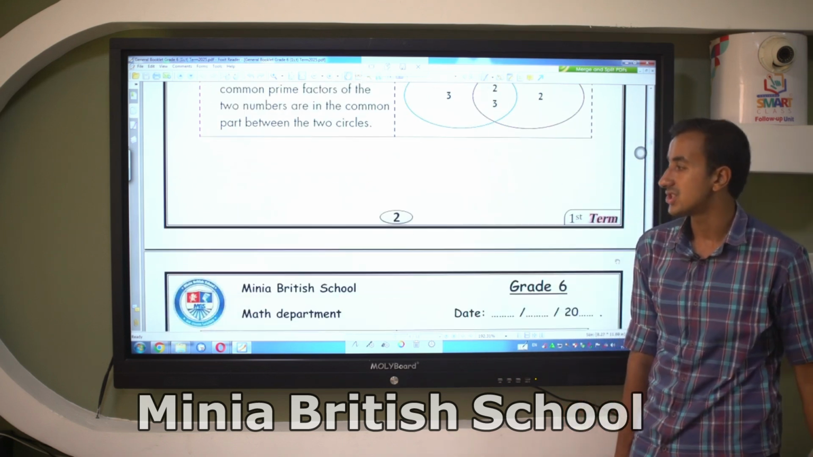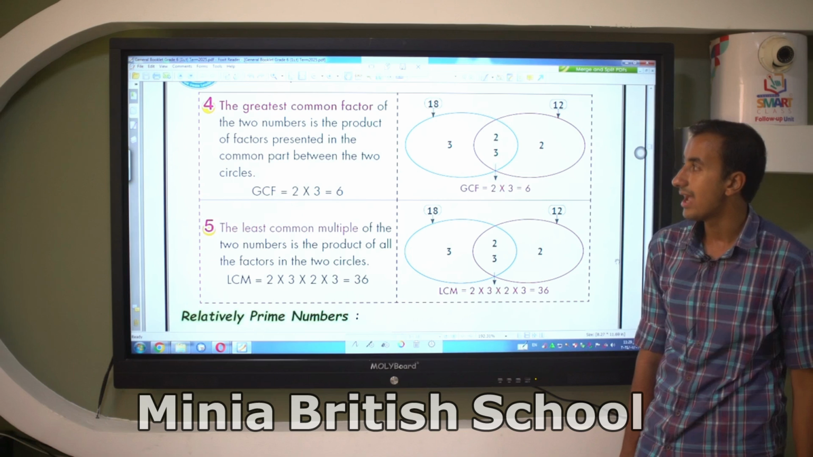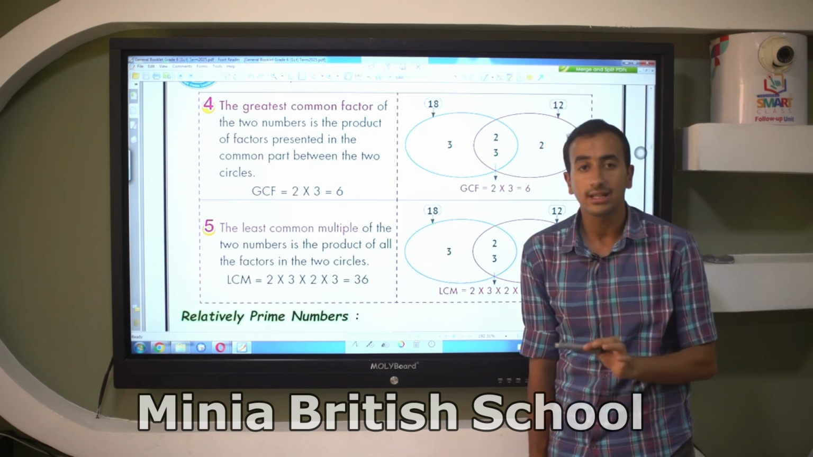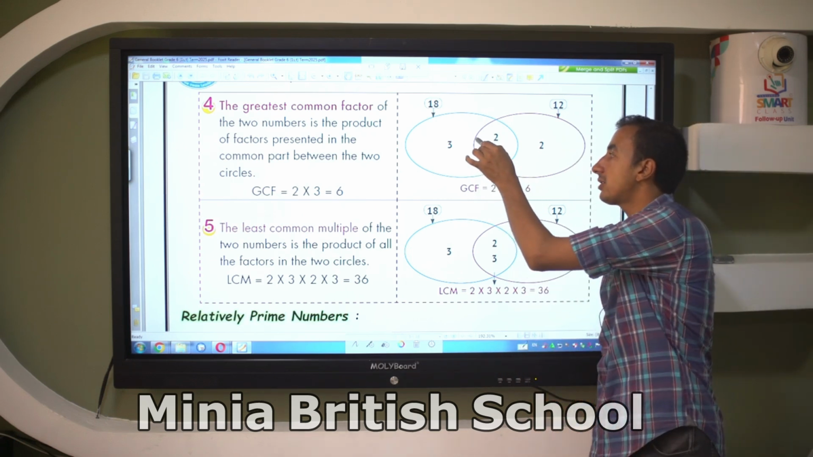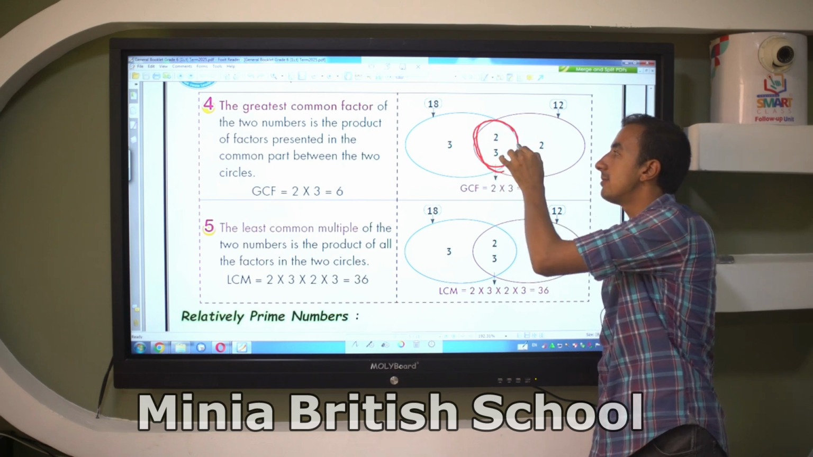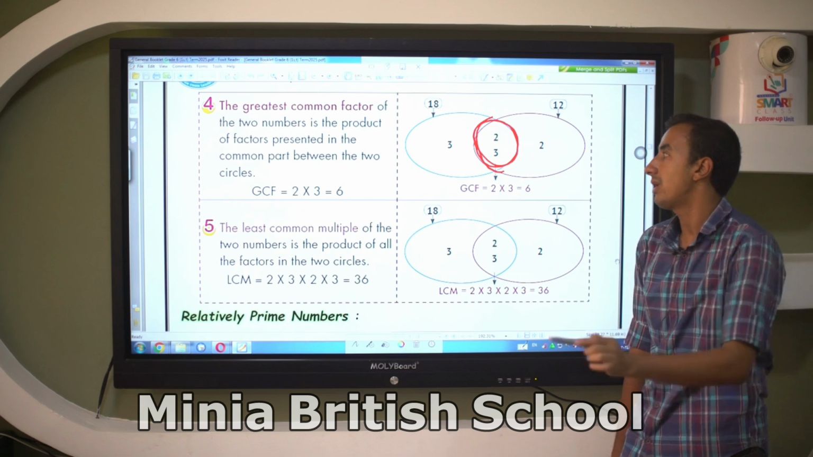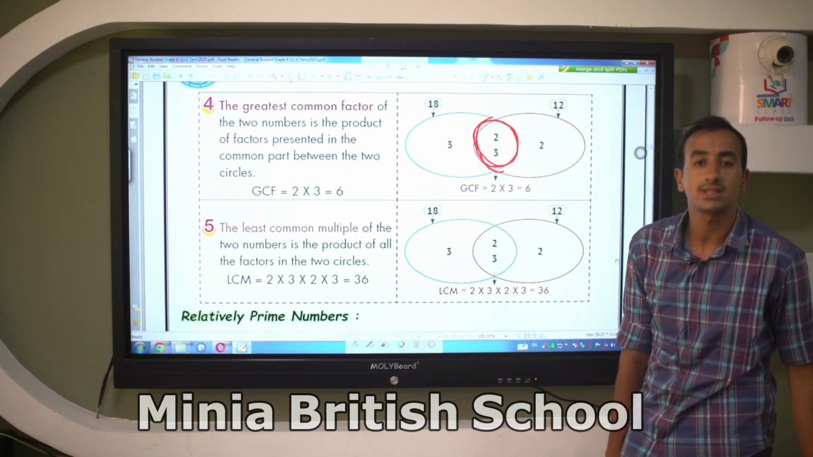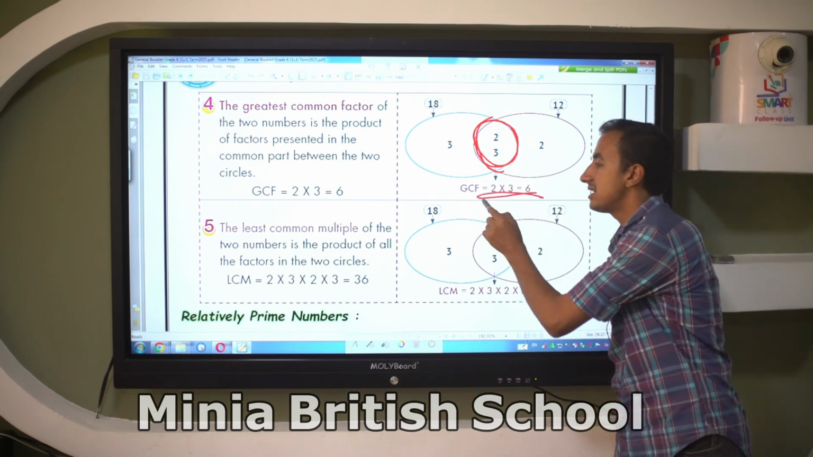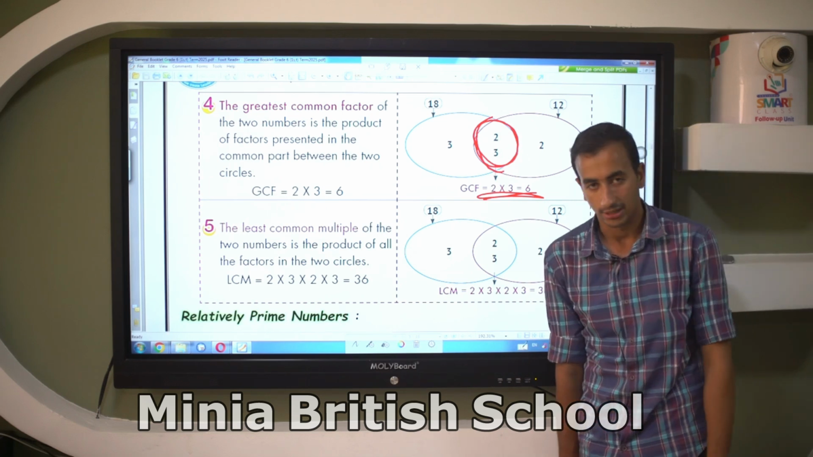And the fourth step is to find the greatest common factor. It's the product of the numbers in the common circle. We have 2 and 3, so 2 times 3 equals 6. That's the GCF, greatest common factor.